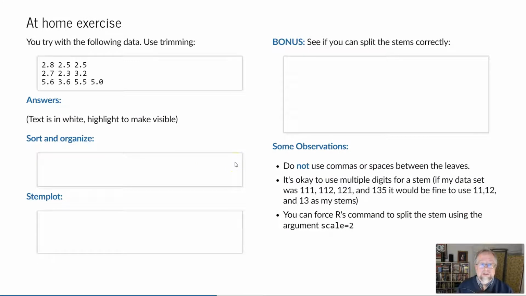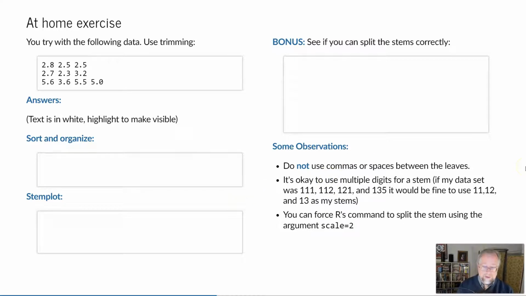Now, on the slide deck, I gave you sort of an at-home exercise. I gave you some data, and the answers have the text in white. The first thing I said is sort and organize. If you take your mouse and highlight it, you'll see what happens when you sort and organize it. Then you can look at the stem plot and so on. This is a chance for you to try it out yourself and make sure you know what's going on.